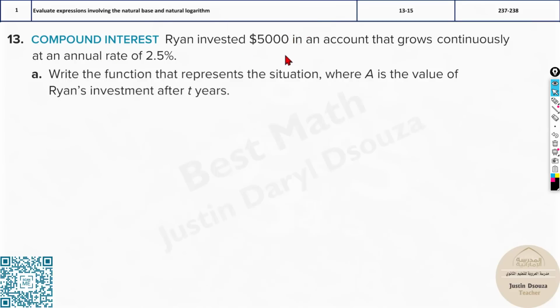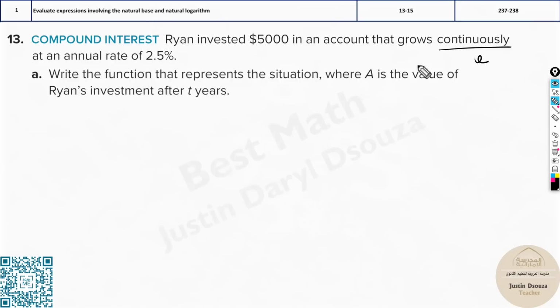Ryan invested $5,000 in an account that grows continuously at an annual rate of 2.5%. Write the function that represents the situation where A is the value of Ryan's investment after T years. It is important to note that it's continuously compounded. That means an exponential function with e is involved. Now, this is Euler's number.